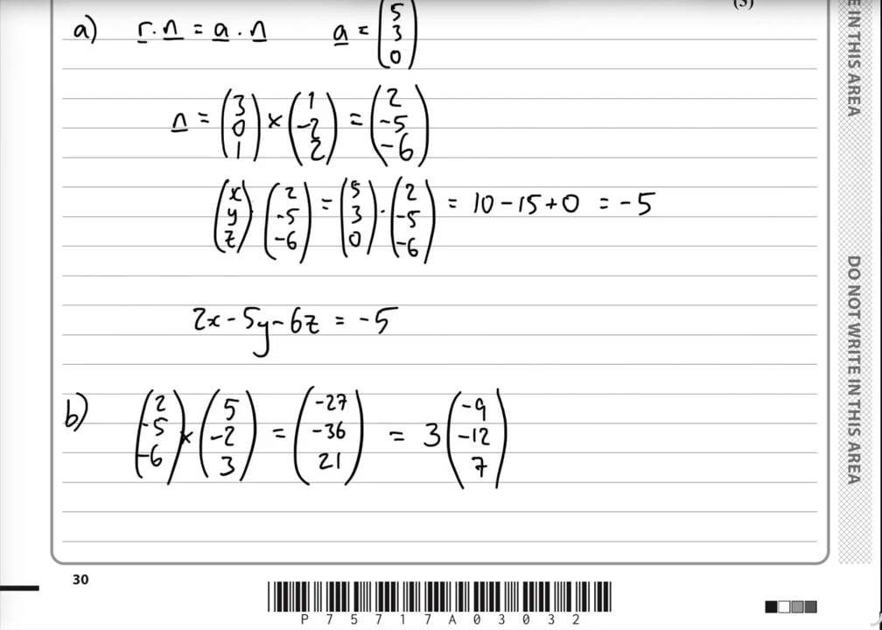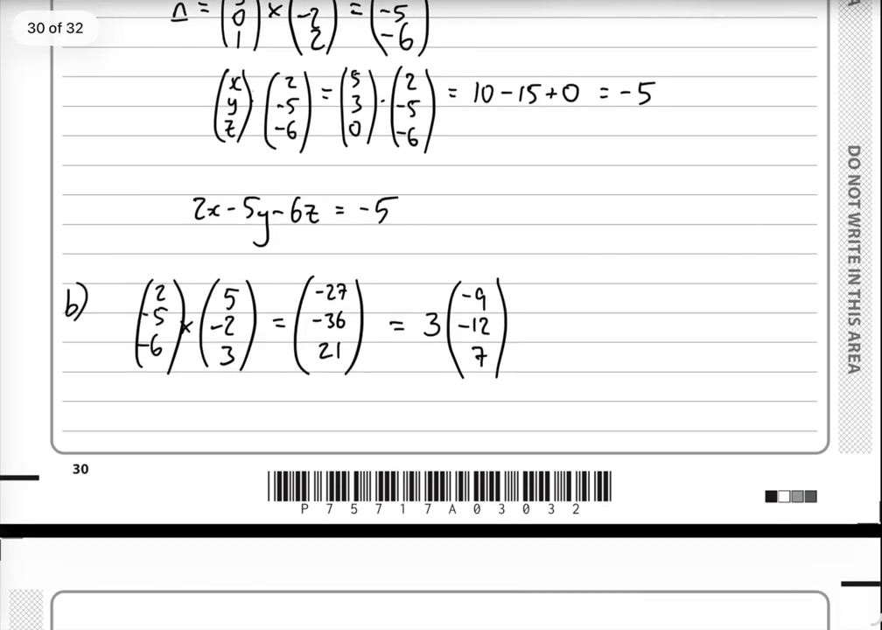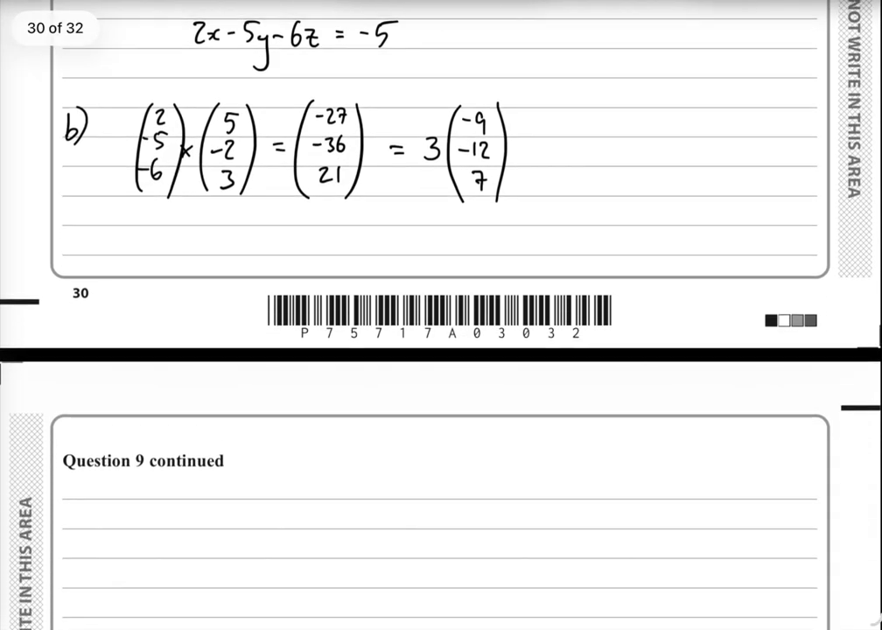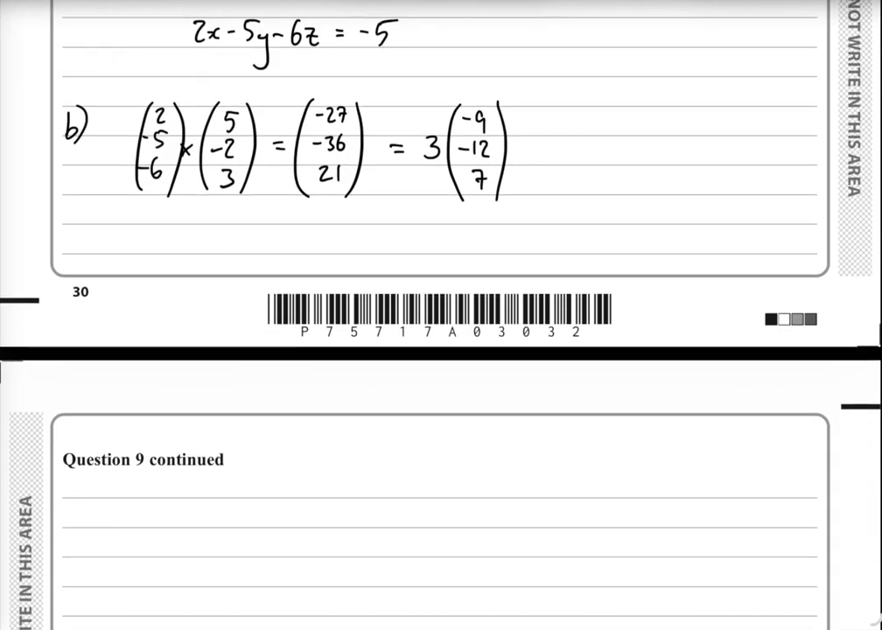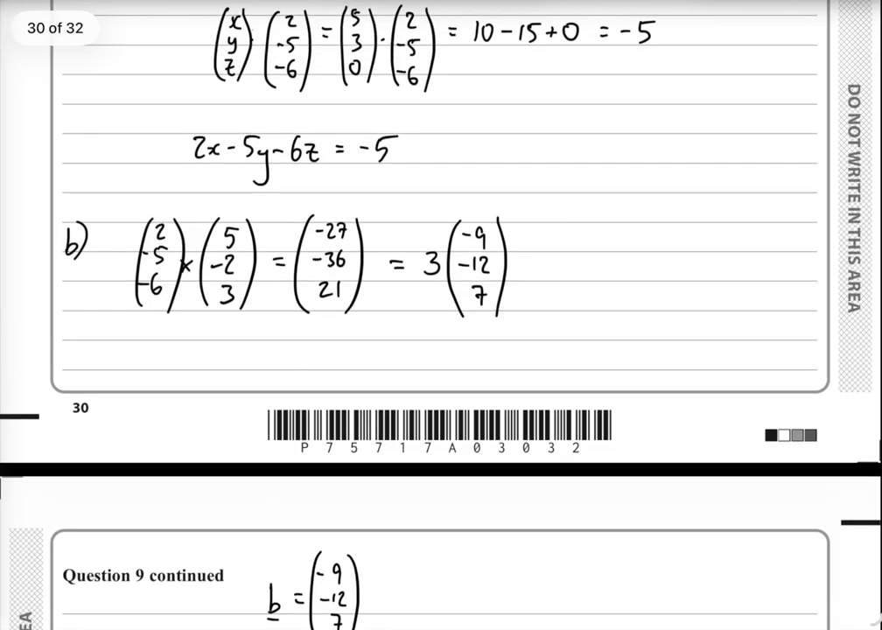You don't have to, but you can. I prefer the smaller numbers because we just need the direction, not the numerical values that we necessarily get out of that. So I'm going to use minus 9, minus 12, and 7 as the direction vector. But we also need a point on that line.